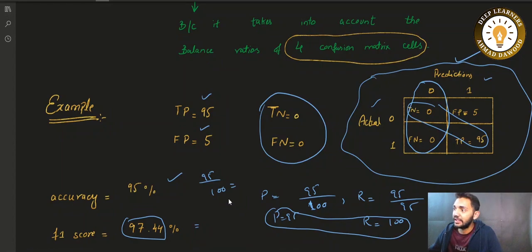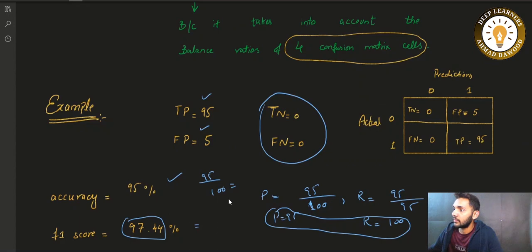But here you can see it is just a positive classifier. It is a very bad model. It is just predicting the positive class. It is just a dumb model. It is not predicting even one sample for the negative class. But your F1 score is saying that it is a good model.